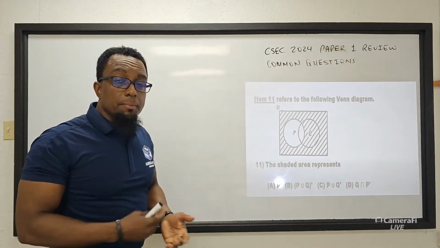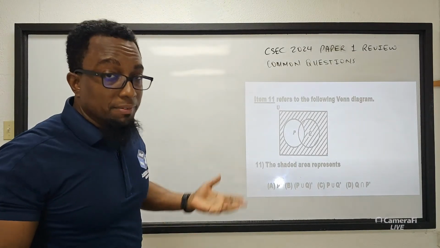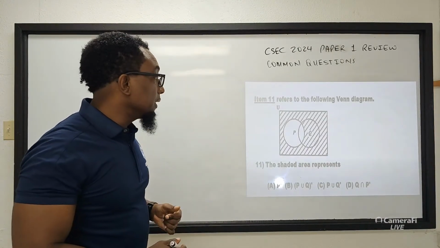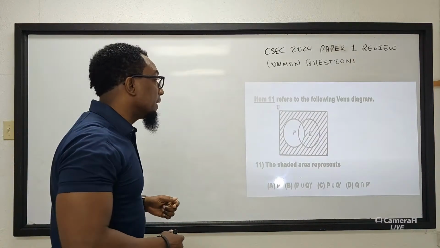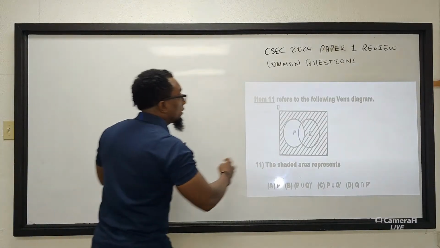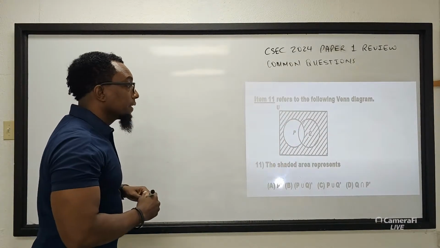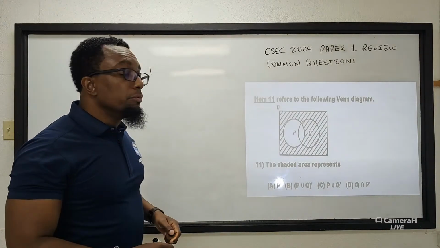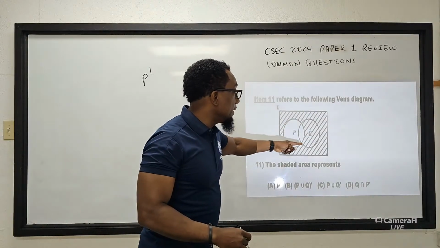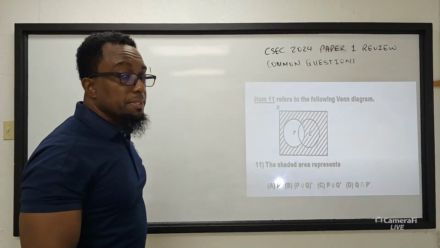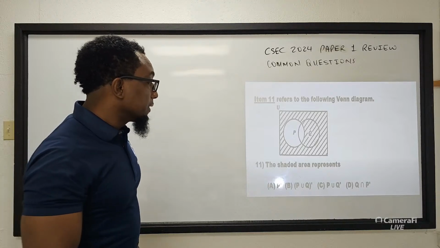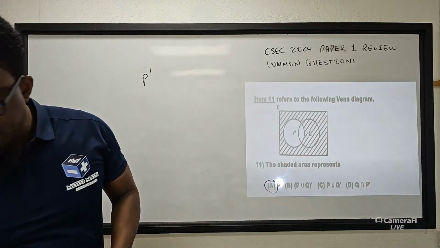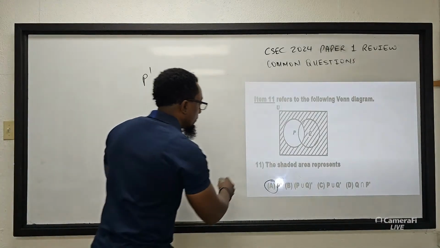Right, so set questions, they must bring a number of set questions. So item 11 refers to the following Venn diagram. Very common question here. The shaded area represents, if we have the shaded area, that is the region outside of set P, that simply will be P complement, which will be the region outside of the set P. You have the set P and you have everything shaded outside of that set. So it represents the complement of your set P, which is denoted by E. So 11, E. So let's look at 12.